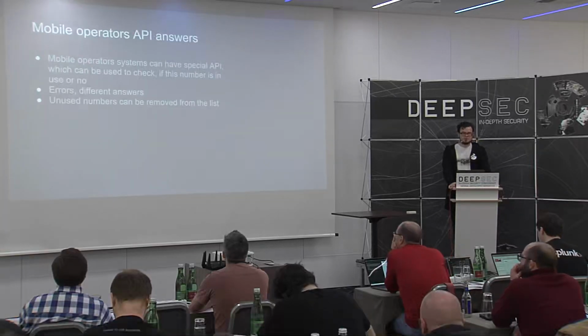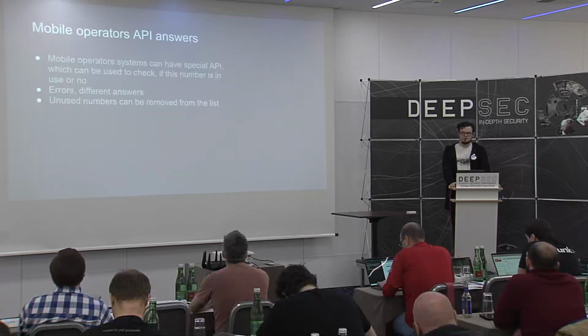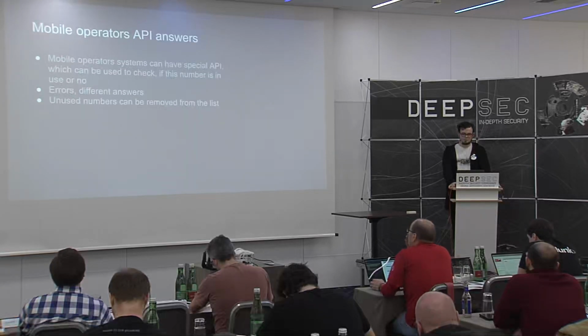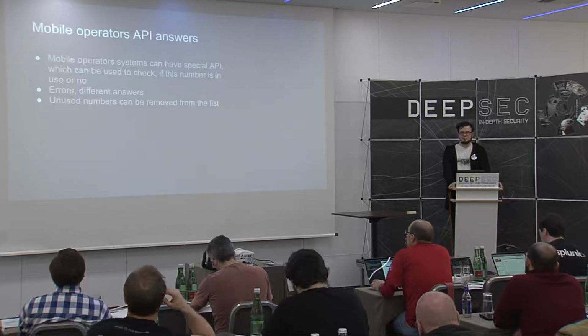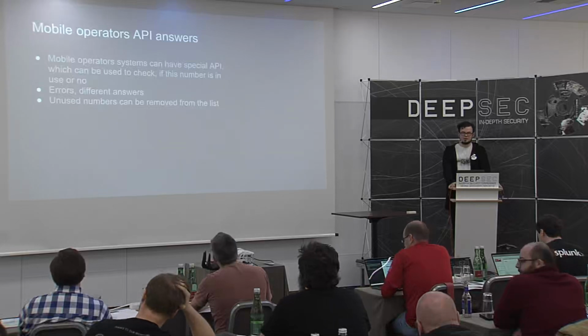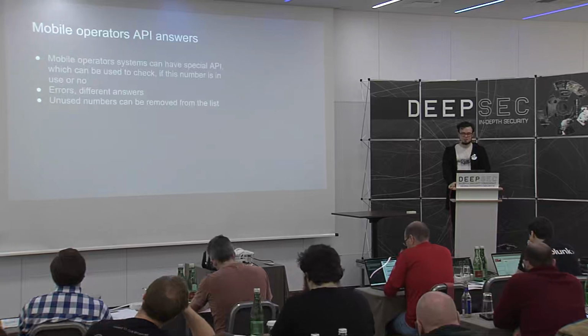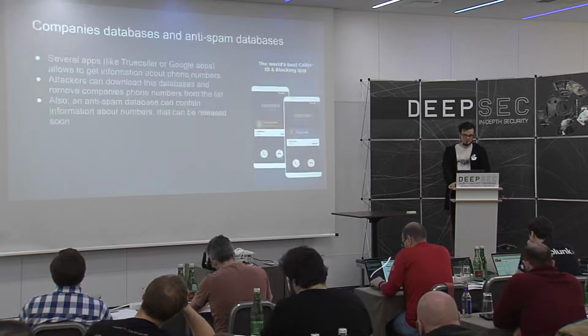Also, we can try to use different mobile operators' APIs to get information about the phone number. Is this phone number in use, or is it not sold, or is it blocked for different reasons? And if we know that this phone number is not sold, if it is not in use, we can remove it from the list. For example, you can try to maybe sign into the mobile operator site. You can try to get information that this phone number does not exist, and it is useful because you can try to remove this number from the database.